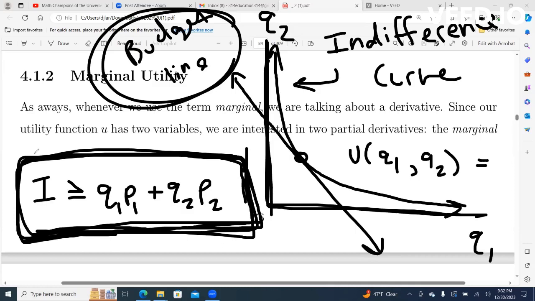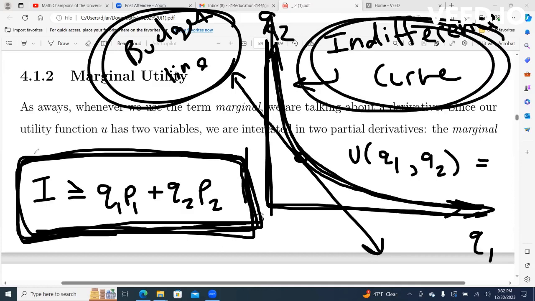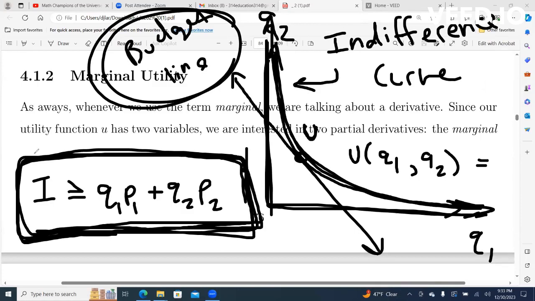And then a Cobb-Douglas, as always, what is this? In chapter 3, it was called an isoquant. In chapter 4 that we're in now, it's called an indifference curve. It specifically is U. That's what it is, and it's a graph of our utility.